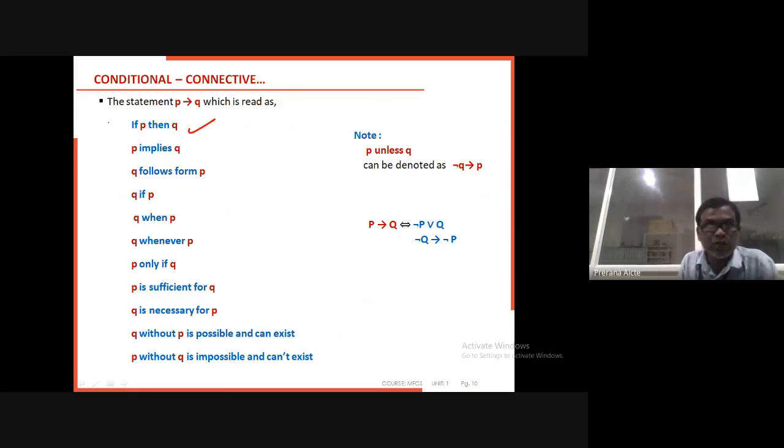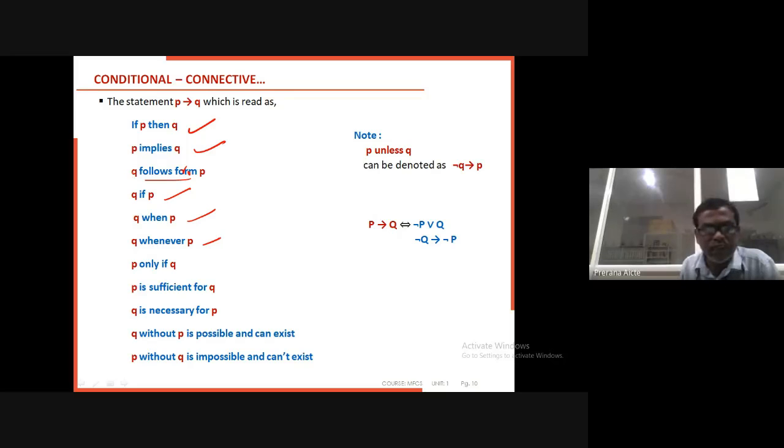Similarly, "P implies Q". That is the second one, which is normal. And "Q follows from P". Suppose you find the words "follows from": Q follows from P. Then also you can use implies. Q if P. Q when P. Q whenever P.